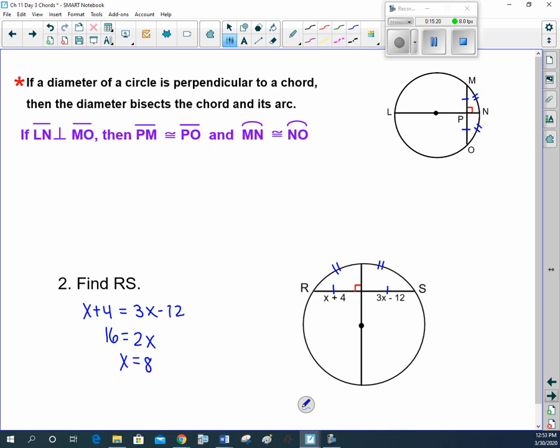We want to know what RS is. So if I plug the 8 back in, 8 plus 4 is 12. So we've got 12 plus 12, so RS is 24 units. 12 plus 12 is 24.